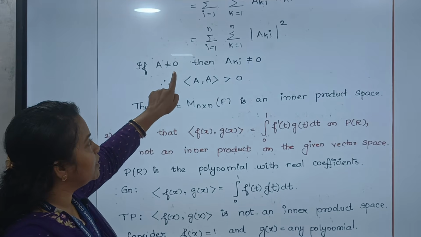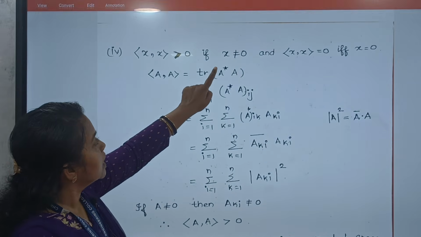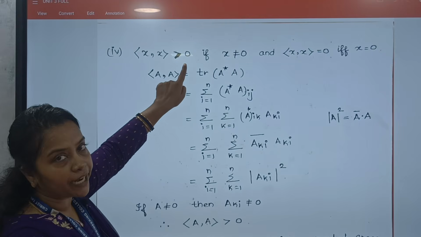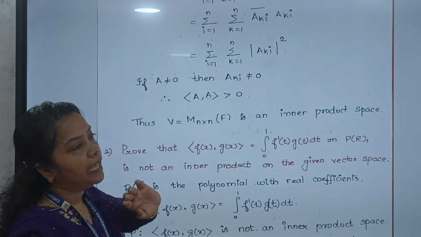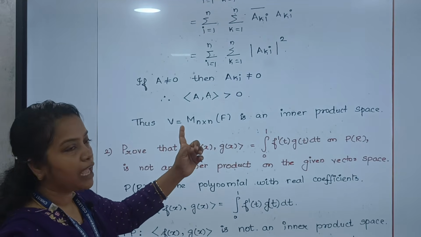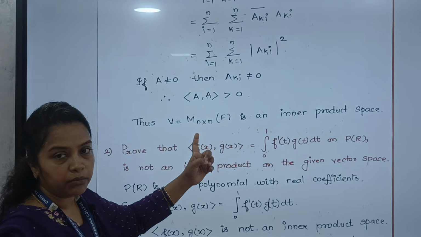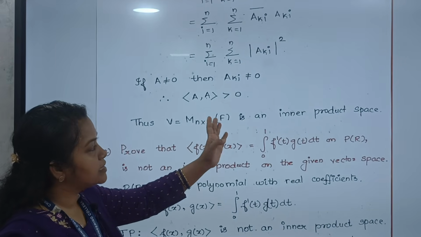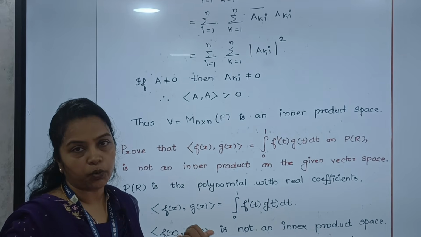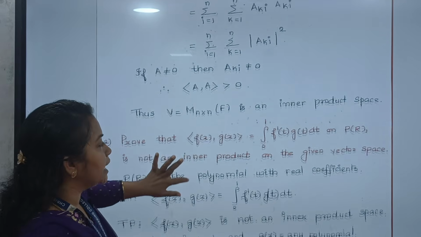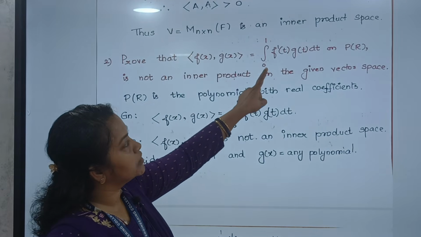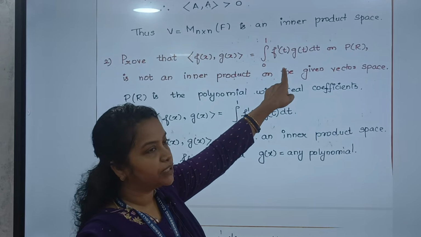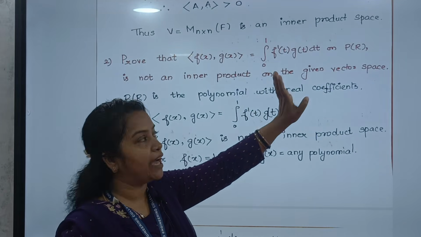அப்ப a not equal to 0 இருந்ததுன்னா கண்டிப்பா நான் greater than 0 ன்னு ப்ரூவ் பண்ணிக்கணும். அதே மாதிரி greater than 0 ன்னு ப்ரூவ் பண்ணிட்டேன். Hence V where M matrix of the order n by n of F is an inner product space ன்னு I have proved. Okay. இதே மாதிரி தான் சேம் அதே டெஃபினிஷன் தான், ஆனா integral f dash of t g of t dt ன்னு they have given.